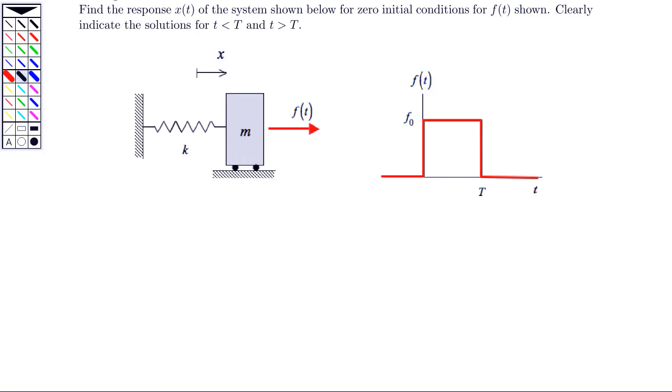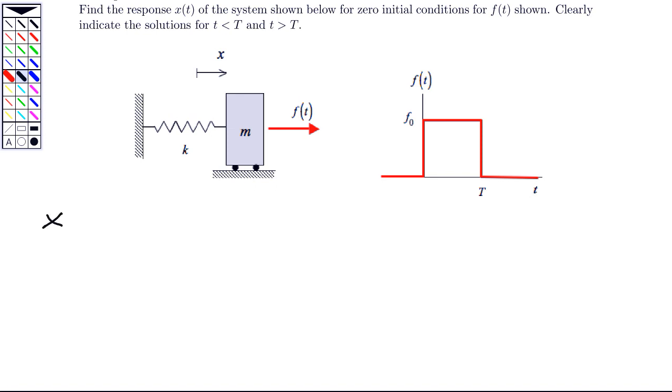In this example, we're asked to use the convolution integral to find the response of this undamped single degree of freedom oscillator, where the forcing in this case is a rectangular pulse of duration capital T and of amplitude f naught. We're asked to look at the case of initial conditions of 0.